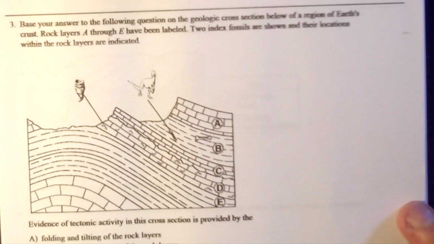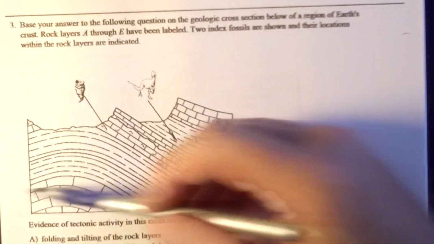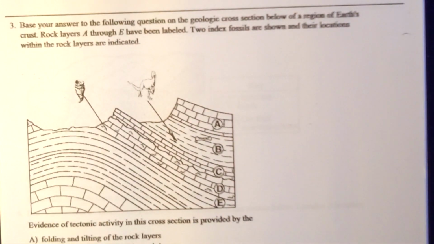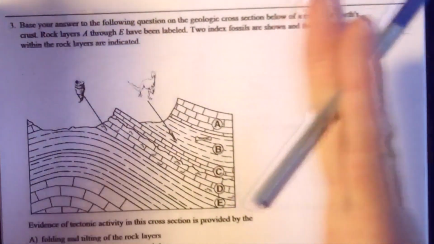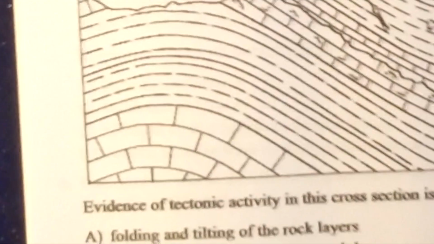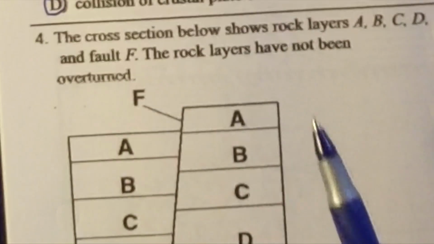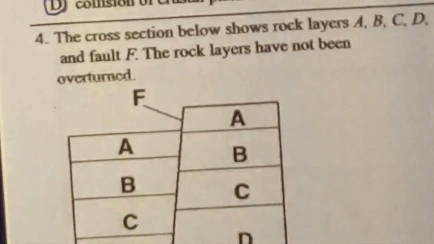Evidence of tectonic activity in this cross-section is provided by the fact that normally these would be horizontal and they're tilted, and that tilting, that folding, occurs when you have pressure by continents colliding with each other, so that would be letter D. In this next picture we see some rock layers and we have a fault in between them.